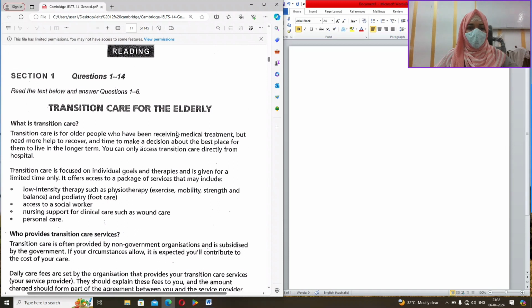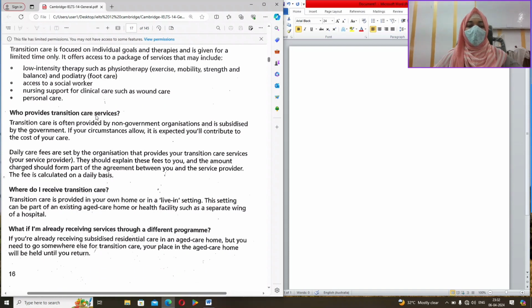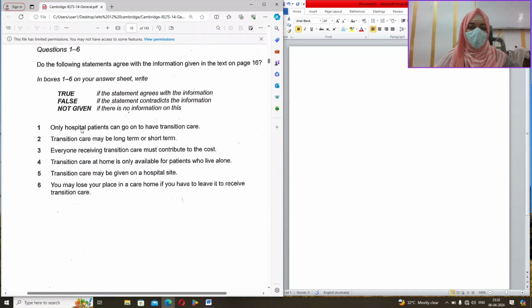See, we have read this: transition care for the elderly. Transition care, you don't know the meaning? Okay, assume it, guess it. This is like care for elderly people, those who are very old, staying at old age homes or at home. What medical treatment are we providing them? Okay, there is no need of knowing each and every word's meaning. So come back to the question.